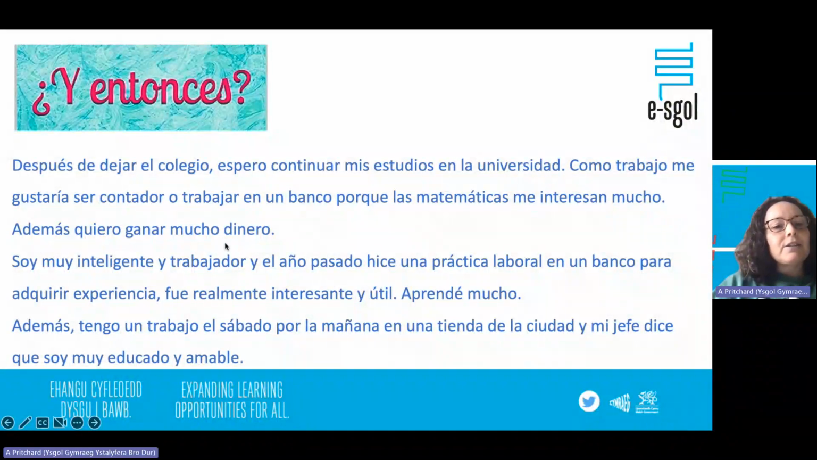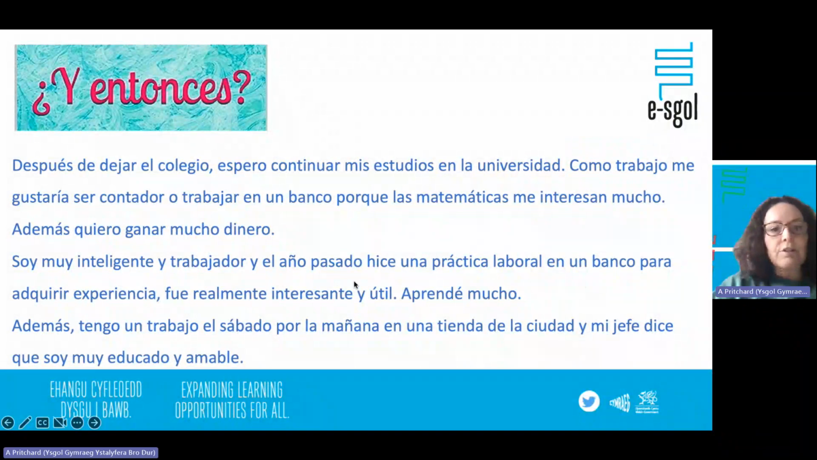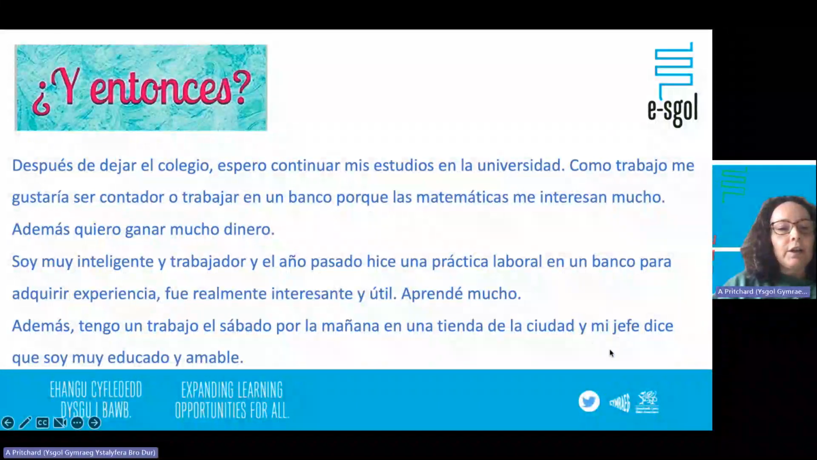I've used the además, so in addition to that, quiero, I want to, this is another nice phrase that you could learn. Soy muy inteligente, so I've said about my personal qualities. I've said about some work experience that I did last year. It's not true, obviously. I've just made it up and my opinion of it. And then finally, I've said that I have a part-time job on a Saturday morning. And I've also mentioned my boss there, mi jefe. It's a useful word to learn if you didn't know it.